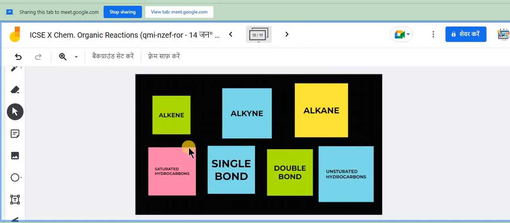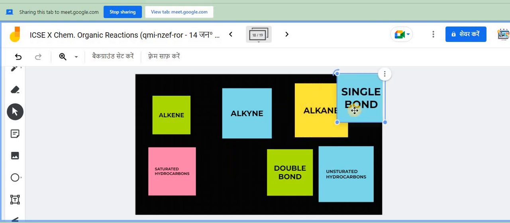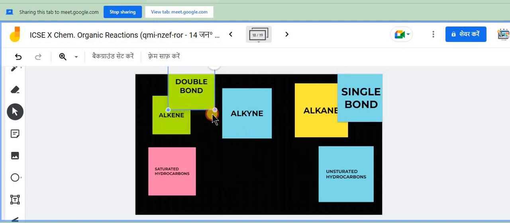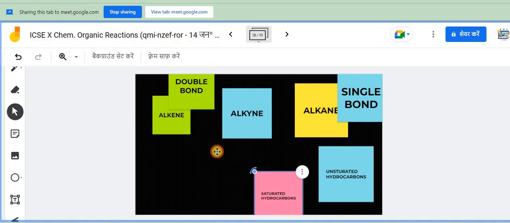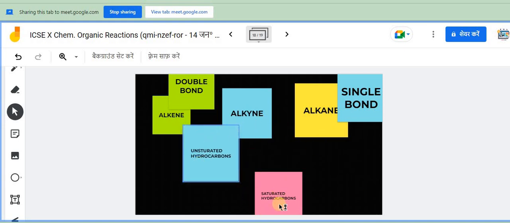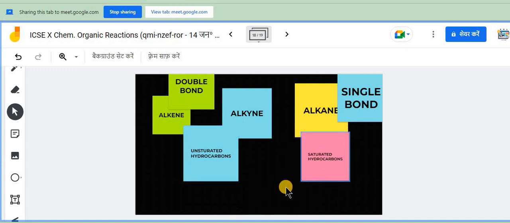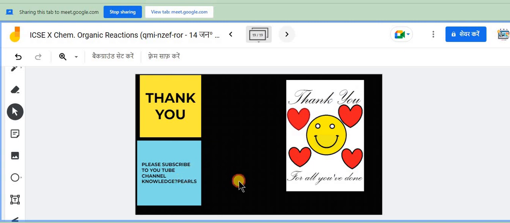So next, tell me, which is having a single bond? Alkane, alkene, alkyne. Alkane. So let us combine here. What about double bond? Who is having it, alkene or alkyne? Alkene. So alkene here. Fine. And what about unsaturated hydrocarbons? Who are unsaturated hydrocarbons? Alkene and alkyne. Fine. So it means this will come here, touching both. And what about saturated hydrocarbon? Only alkane. Is it clear? Everything is clear to you? Fine. Okay. Now, that's all.